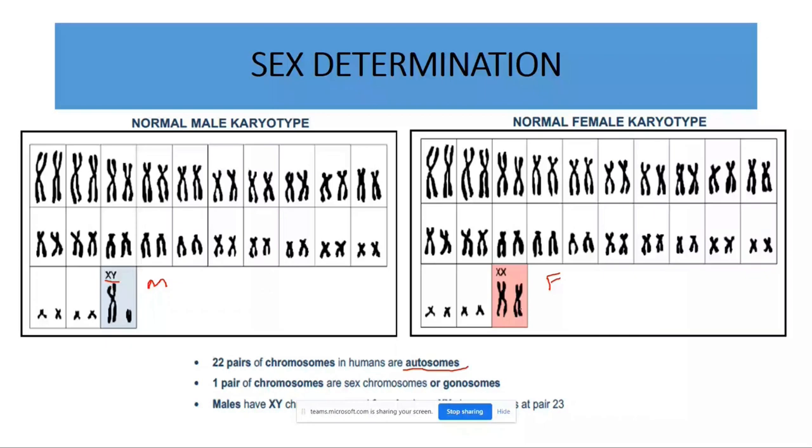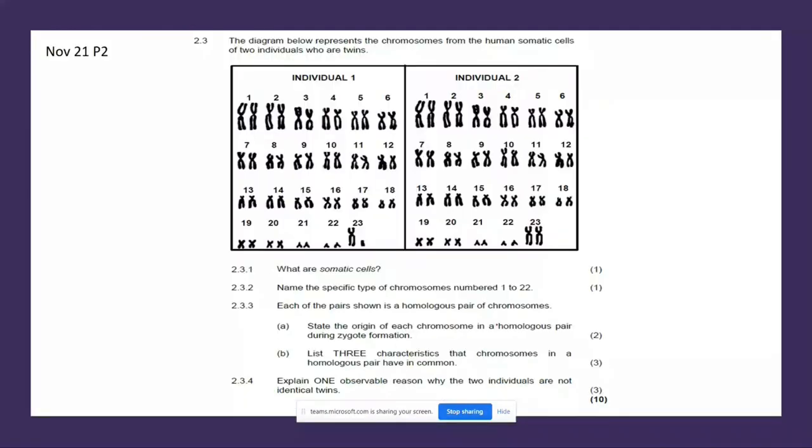Right, let's have a look at an exam question. The diagram represents the chromosomes from the human somatic cells of two individuals, and these individuals are twins. So a karyotype was done. They want to know what are somatic cells. So this comes from meiosis. Remember, you get your normal body cells, which we call somatic cells, and then you get your sex cells that we call our gametes. So what are somatic cells? One mark. Our normal body cells.